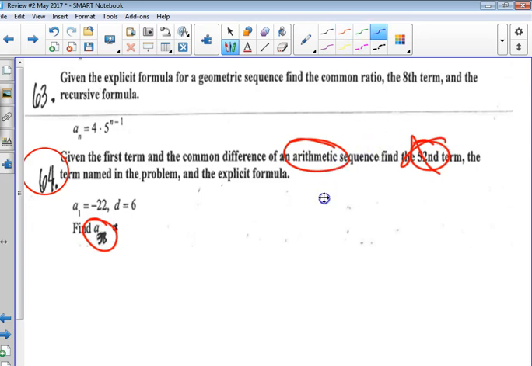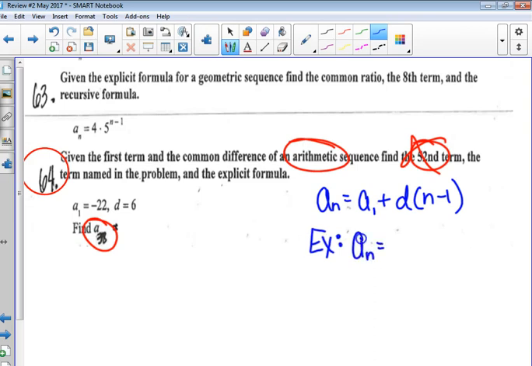Arithmetic, what does that look like? Okay, so explicit would look like what for this one? Explicit, put in the first term, which is negative 22 plus the difference, which is 6, times n minus 1. And you don't have to simplify.